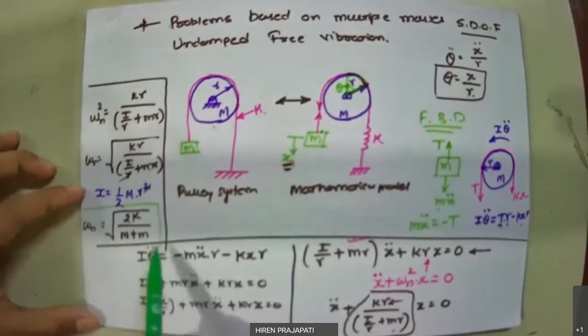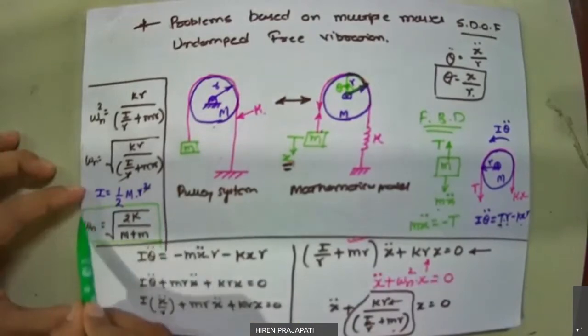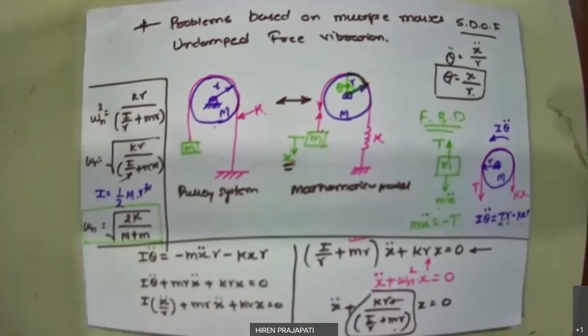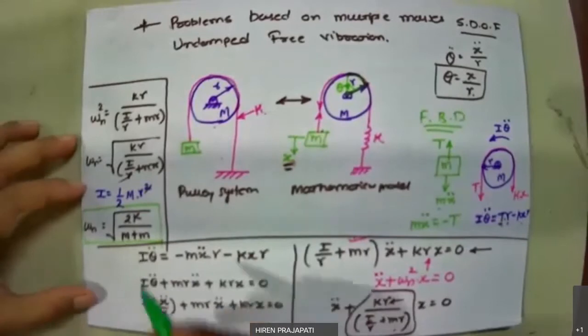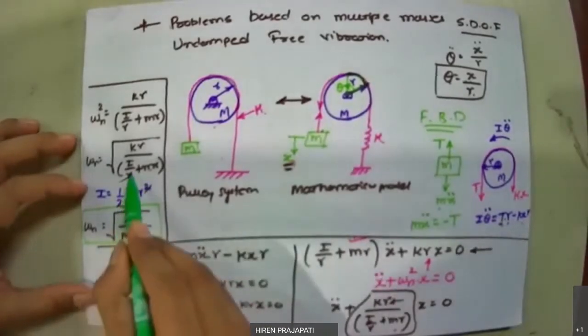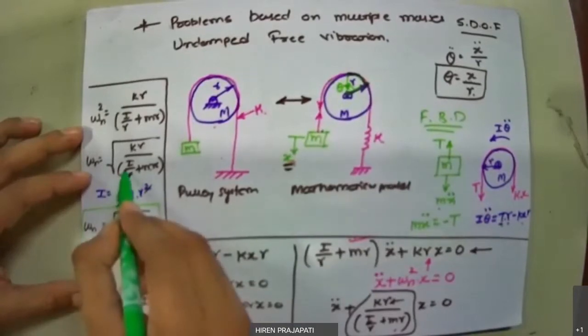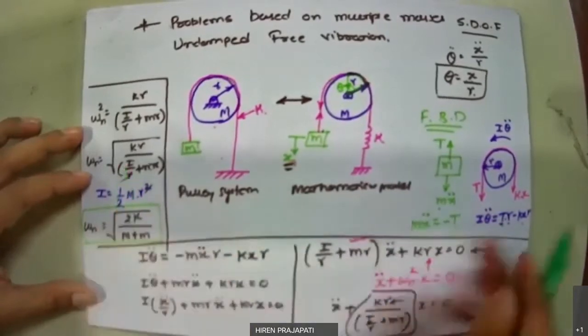I hope it is clear, Karthik. Yes sir. So omega n is equal to square root 2k by capital M plus small m. This is the natural frequency equation, right? Now, sorry, I have made one mistake. This 2 is here only. Let me write it separately. This will help.